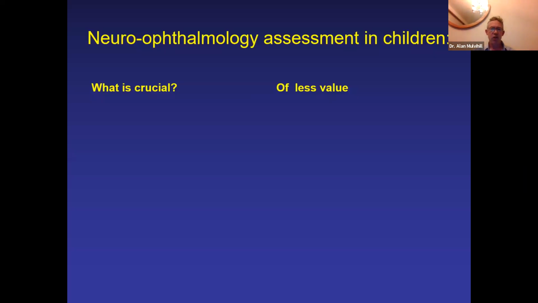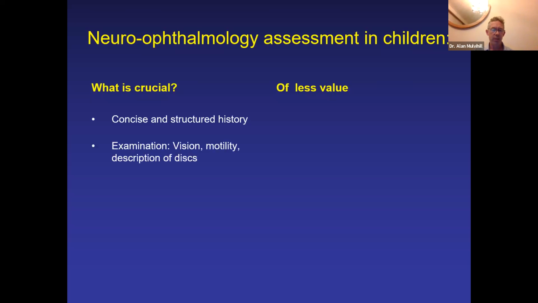So when we're assessing a child with a possible brain tumor or headache or suspicious looking optic nerve, I always consider careful structured history to be absolutely crucial. And then the examination, a basic ophthalmic examination, including vision, eye movements, and a good examination of the optic discs. And taking good quality pictures of the optic discs is also very helpful.